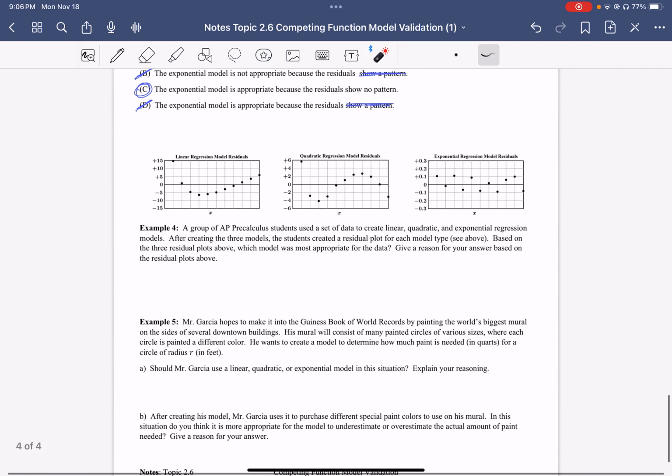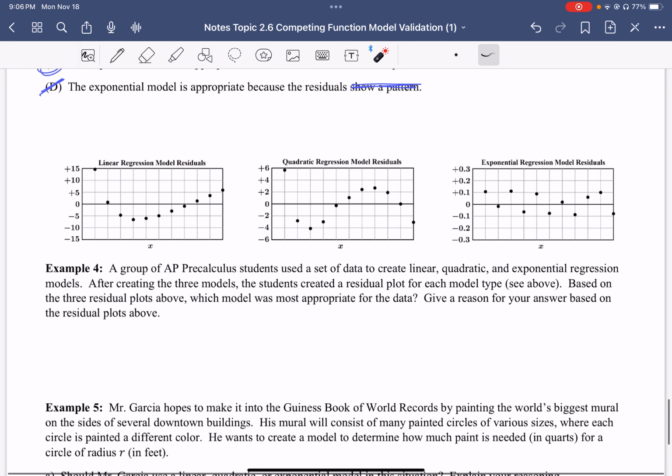Okay, let's move on to example 4. A group of AP Precalculus students used a set of data to create linear, quadratic, and exponential regression models. After creating the three models, the students created a residual plot for each model type, see above. Based on the three residual plots above, which model was most appropriate for the data? Give a reason for your answer based on the three residual plots above.